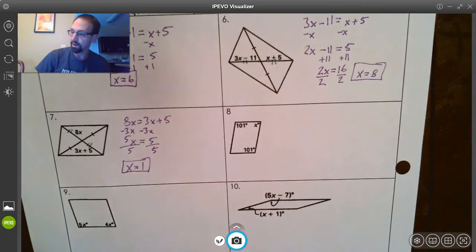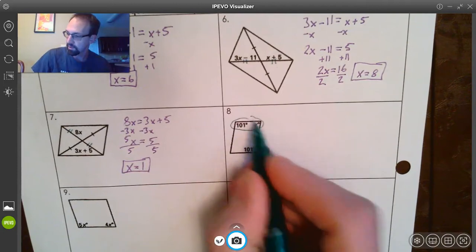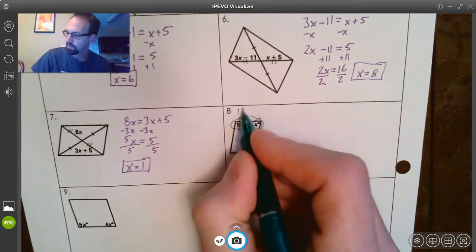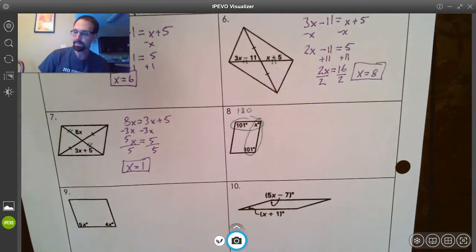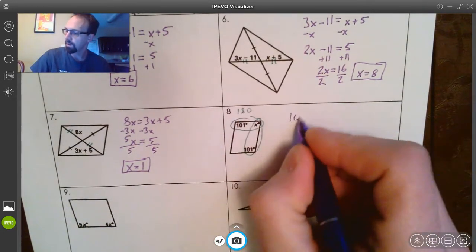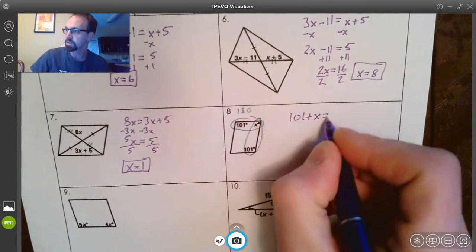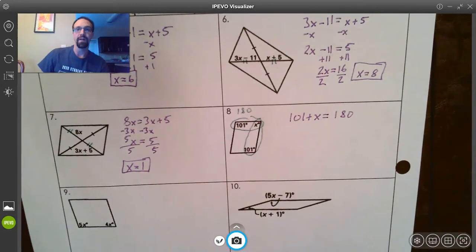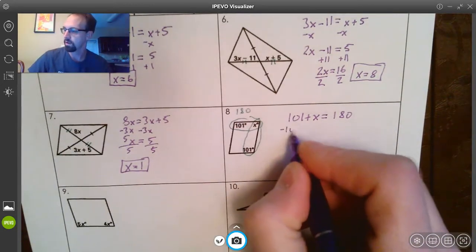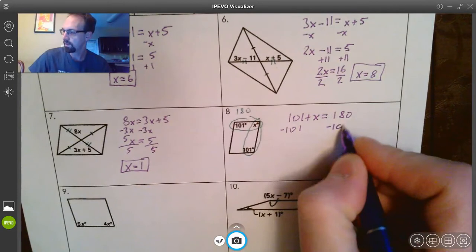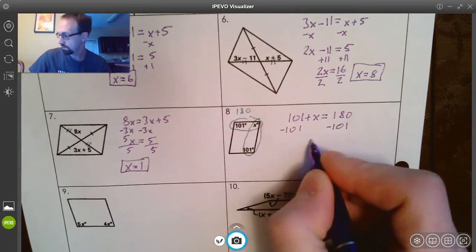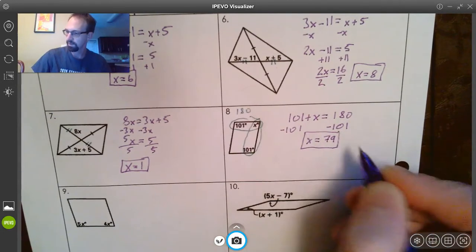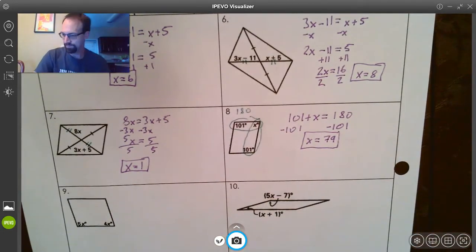For those to be supplementary, that means that these two added up together must be 180 degrees. So if I add 101 plus x, I should come up with 180 degrees. So to find the value, I'm going to subtract 101 on both sides. And I get x equals 79. So there's my result.